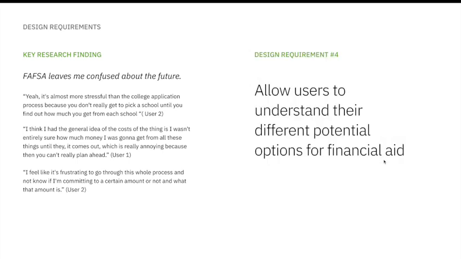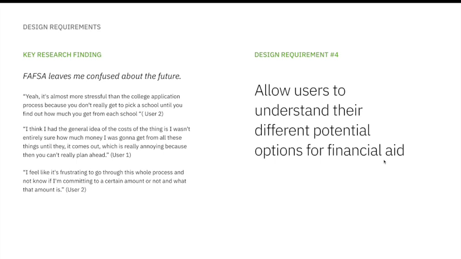For our next research finding, "FAFSA leaves me confused about the future." Our user spoke to ambiguity in the process that makes it difficult to plan both academically and financially. This led to design requirement number 4, allow users to understand their different potential options for financial aid. This would subsequently increase transparency about award amounts and financial aid opportunities for first-gen low-income students who make up the majority of the population who rely on need-based financial aid to fund their higher education.